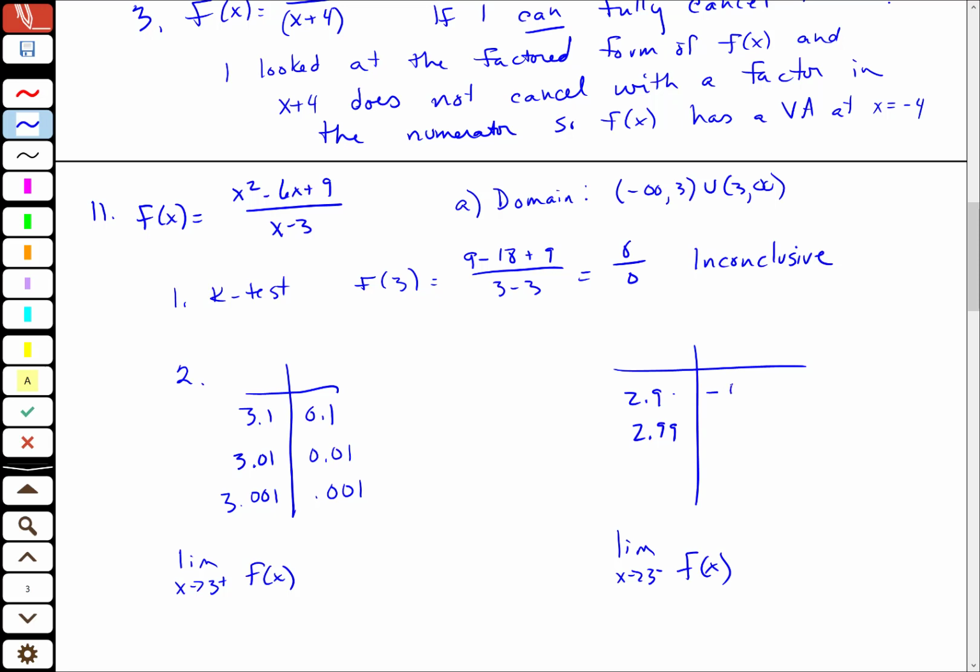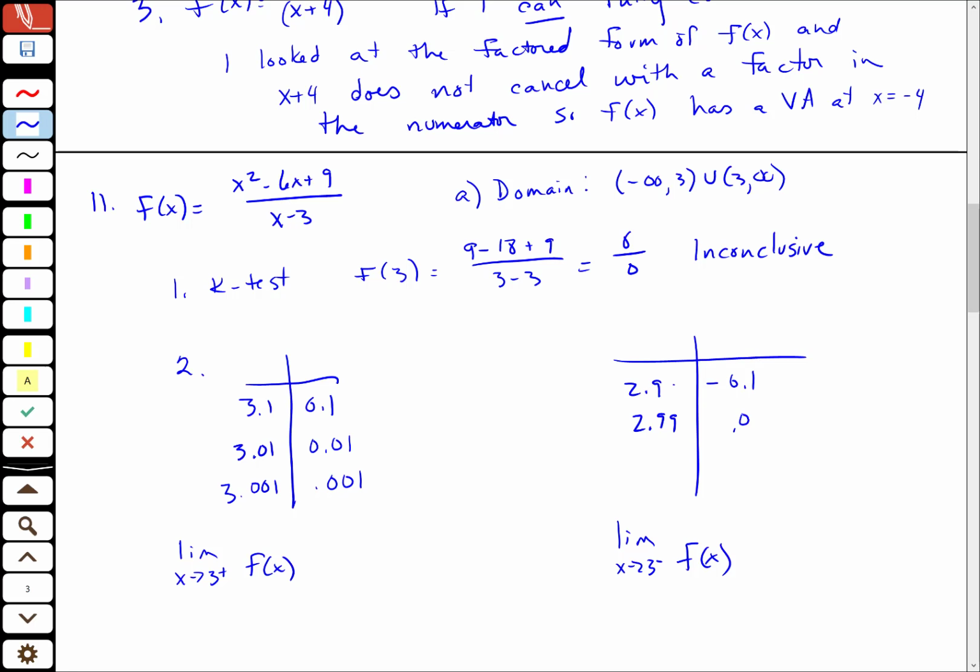Negative 0.1. Negative 0.01, and I'm going to do one more. Negative 0.001. Now, you see, these aren't getting really big. The vertical asymptotic behavior has to go to infinity or minus infinity. These look like, on this side it's going to 0, and on this side it's going to 0 from the negative side. So out of these, I think my limits are both going to 0.